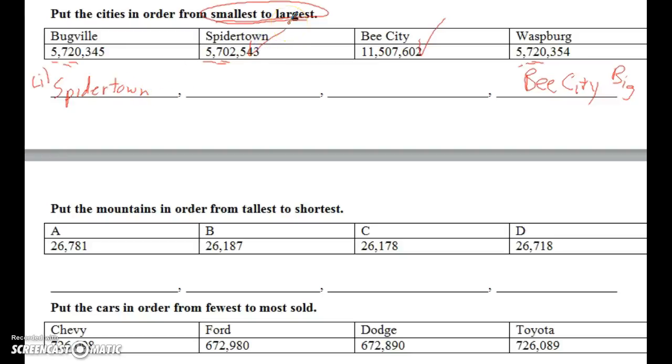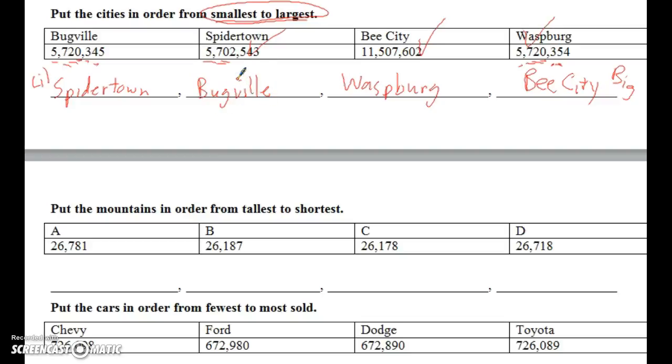And with it, in the 1,000s, we got a 0 and a 0. They're still even. A 3 in the hundreds, 3 in the hundreds, 4 in the tens, 5 in the tens. 5 is larger, so Wassberg is going to go on the bigger side. And then that leaves Bugville.